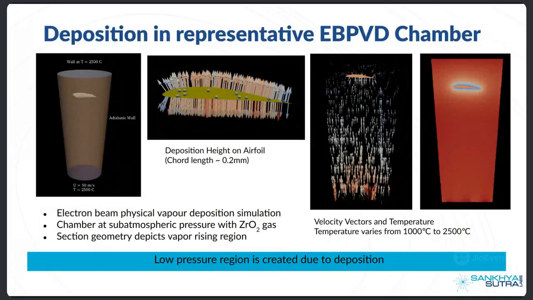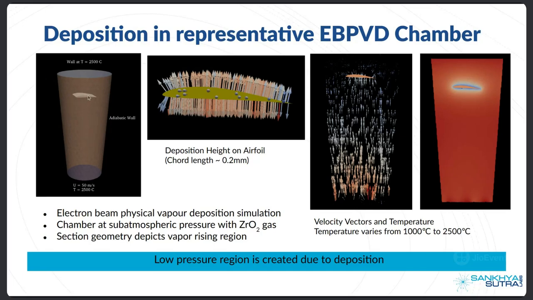There are two methods to do this. The desired method is electron beam physical vapor deposition, because the deposition carried out with this particular method leads to growth in columnar phases, which have high strain rate resistance compared to the other phase, which is called cauliflower phase.